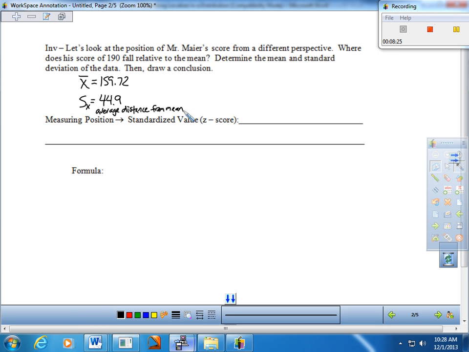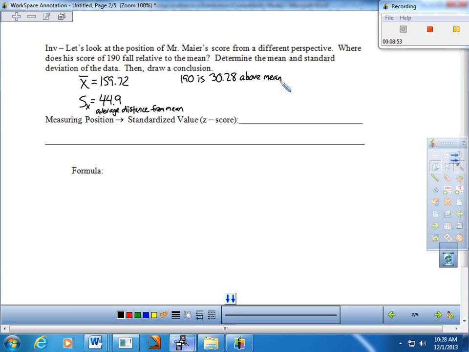It says, where does my score of 190 fall relative to the mean? Well, obviously, it's above the mean. And here's what I have on my paper. It seems if we do the calculation, it is about 30.28 units above the mean, right? Is everyone okay with that piece? That's how far it is above the mean.